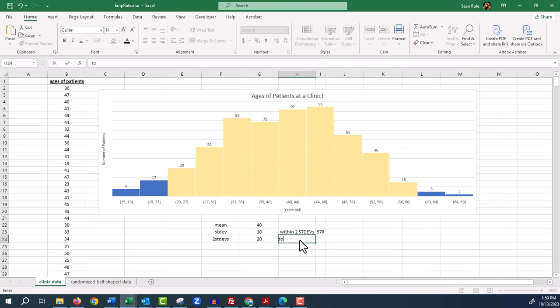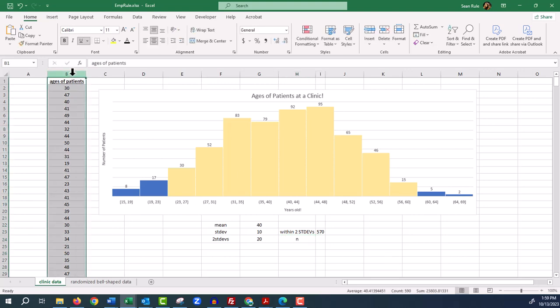Now, as far as the total number of data points, which is n, we can do that a couple different ways. We can hit B. It shows 590 down here in the count, but that's actually also counting the words "ages of patients." Excel doesn't differentiate between numbers and text. So we got 589. I'm sure there's a count command I can use to do this.